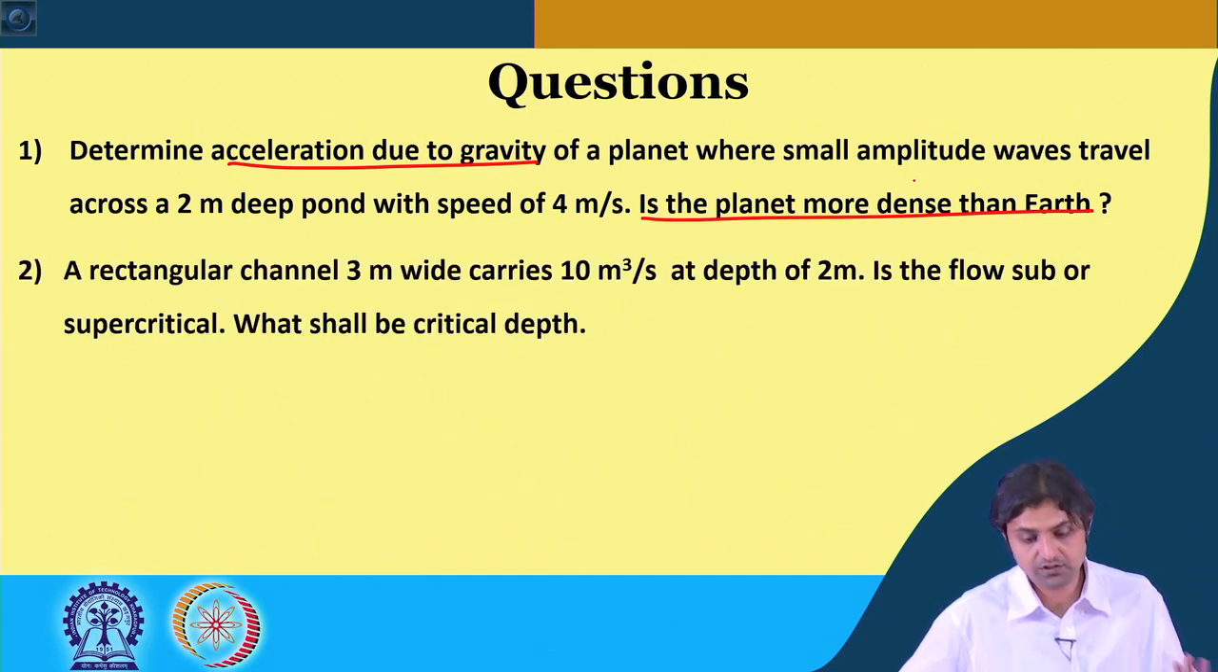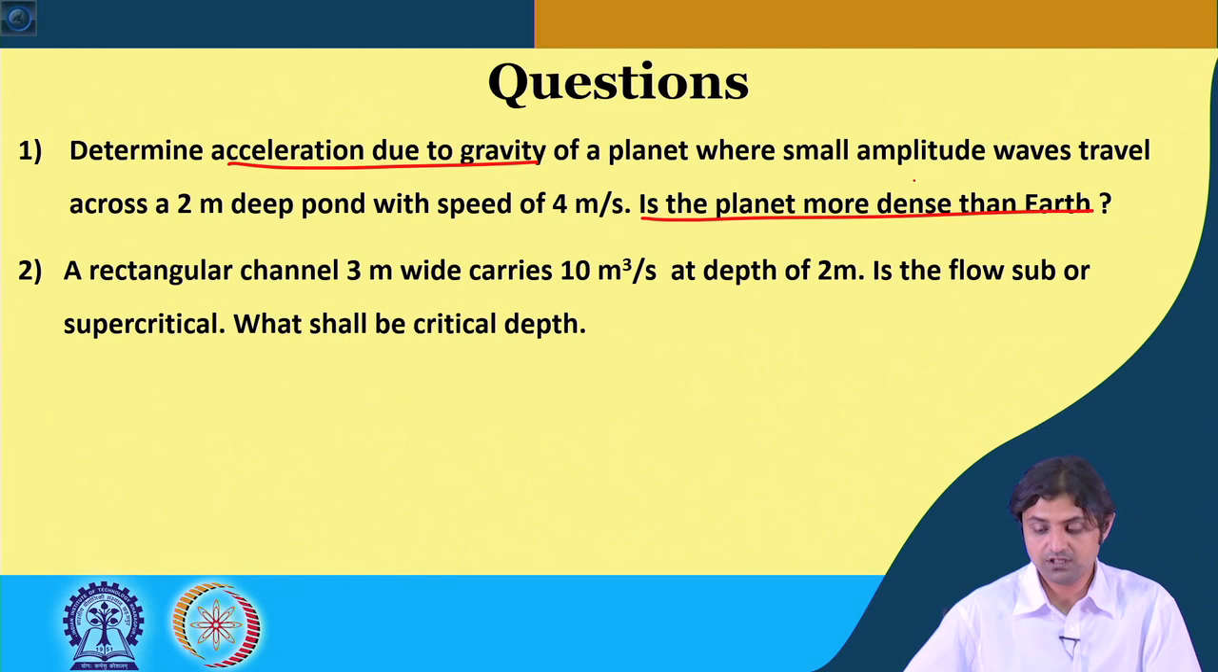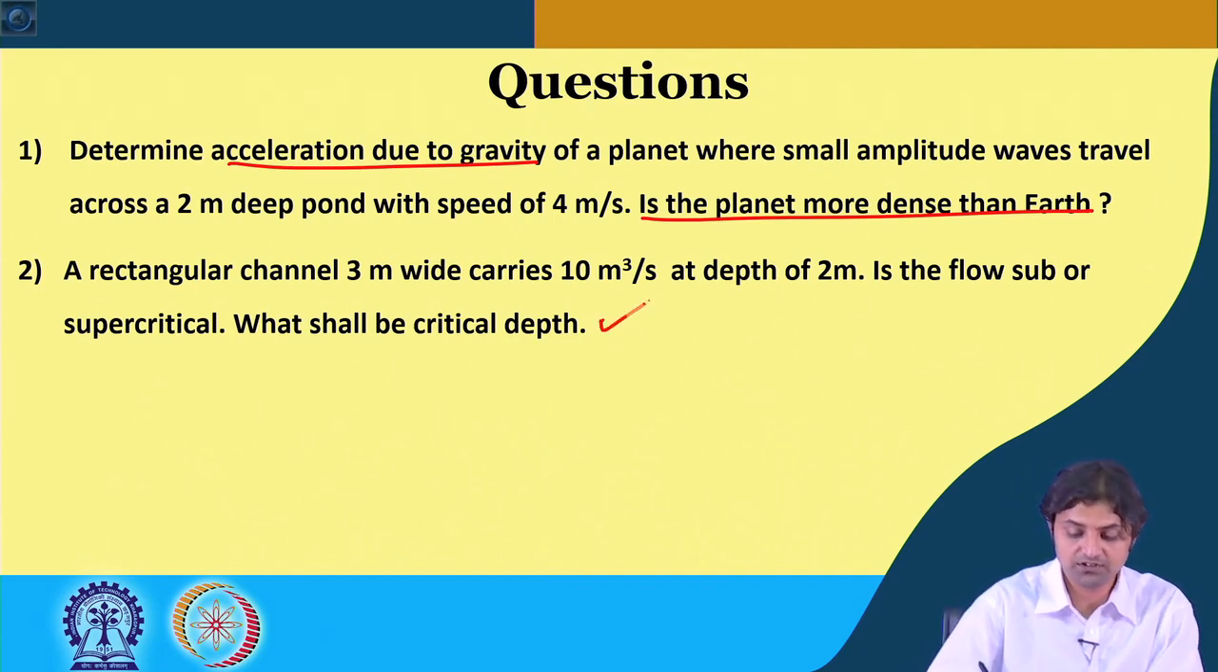There are three questions which we are going to see. The second one is, there is a rectangular channel 3 meter wide which carries 10 meters cube per second of water at a depth of 2 meter. The question is, is the flow sub or supercritical? And it is also asking what shall be the critical depth. This is related to the classification of flows. We are actually going to solve it. Here we have to calculate Froude number, for example.